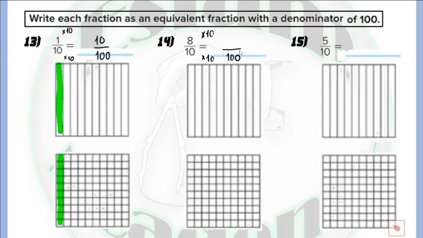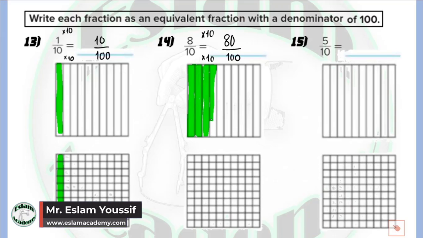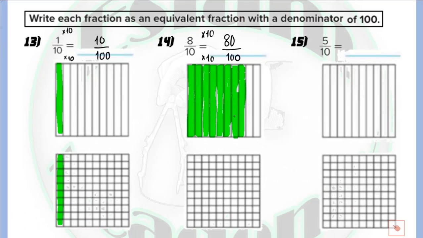To write the equivalent fraction, we have 8 multiplied by 10 which equals 80. And 10 multiplied by 10 which equals 100. If the denominator equals 10, I will shade 8 columns. But if the denominator equals 100, we will also shade 8 columns, because each column represents 10.